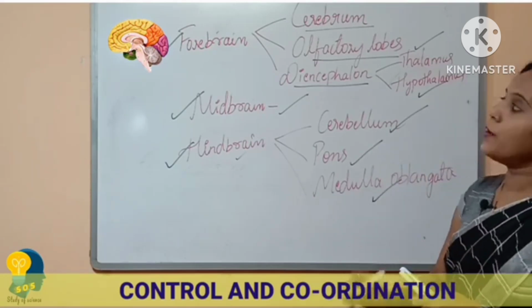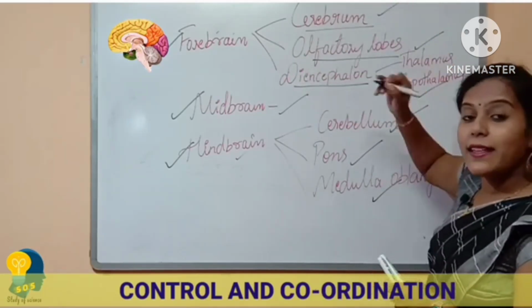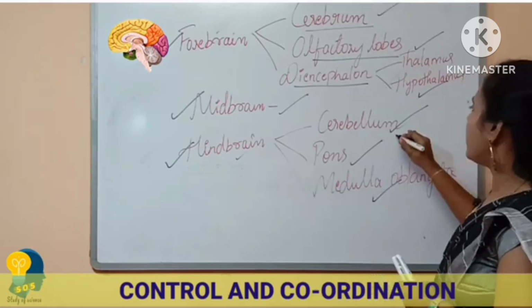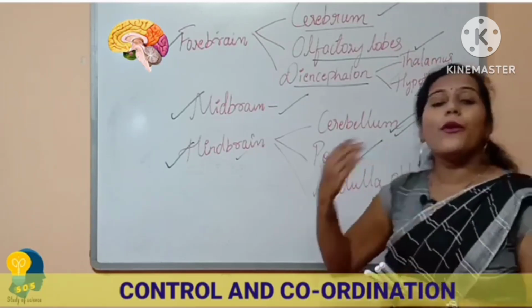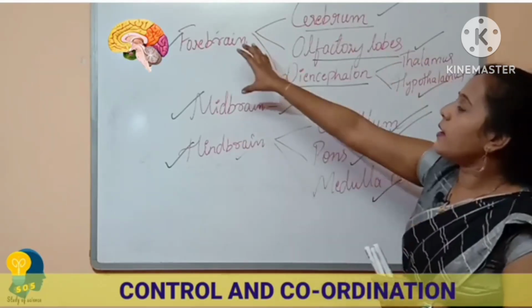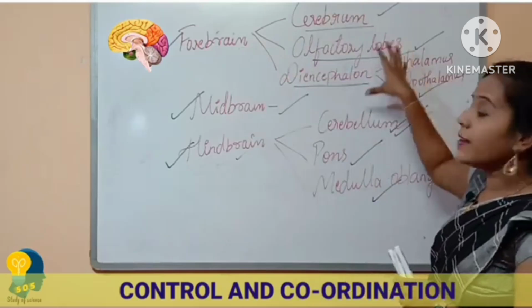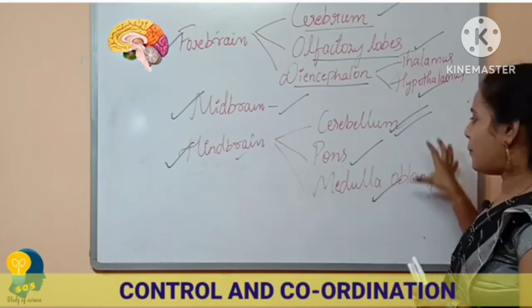Do not confuse. In forebrain there is cerebrum. In hindbrain there is cerebellum. Okay. So now we are going to study in detail about all these things. What does the forebrain consist of? We will understand what are the functions of these as well as midbrain as well as the hindbrain.